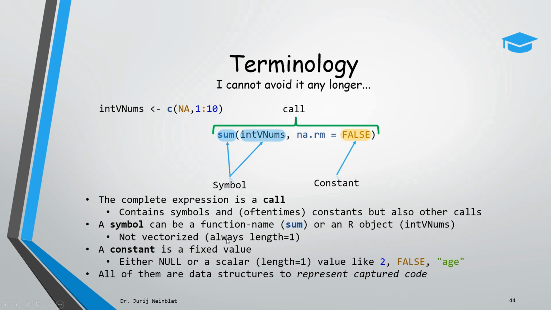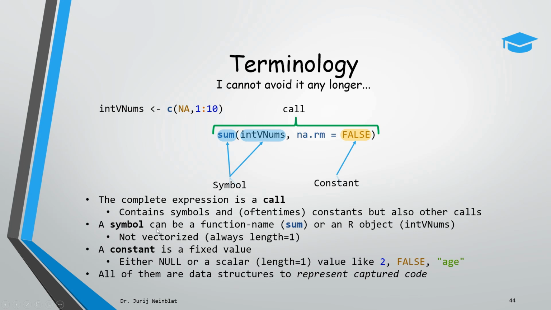The easiest parts are constants. Such a constant is highlighted in yellow here. A constant is always a fixed value, so it can be FALSE, for instance. It can also be just a number. It can be a character, or it can also be NULL. But in all cases, such a constant has length 1, or maybe length 0 if it's NULL. In all the other cases, it's really length 1 and it cannot be longer.